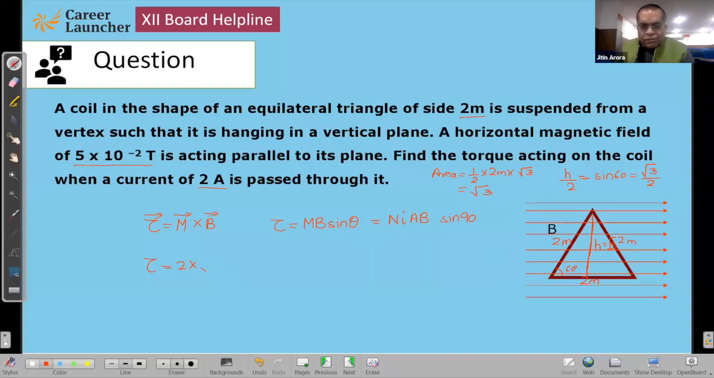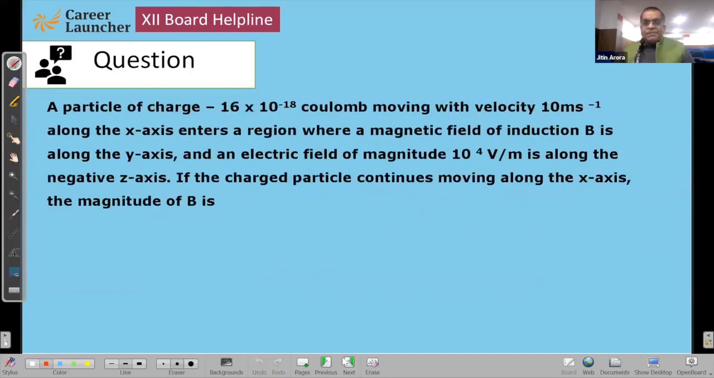So 2 into √3 हो गया IA इंटू B की वैल्यू कितनी है? 5 into 10 raised to the power minus 2. तो ये आ गया हमारे पास टॉर्क, और टॉर्क की यूनिट होगी न्यूटन मीटर. तो ये हो गया 10 into 10 raised to the power minus 2, that is 10 raised to the power minus 1. तो ये हो गया √3 into 10 raised to the power minus 1 न्यूटन मीटर. इतना टॉर्क लगेगा. राइट जी, सिंपल एप्लीकेशंस हैं, आप सब कर लेंगे.